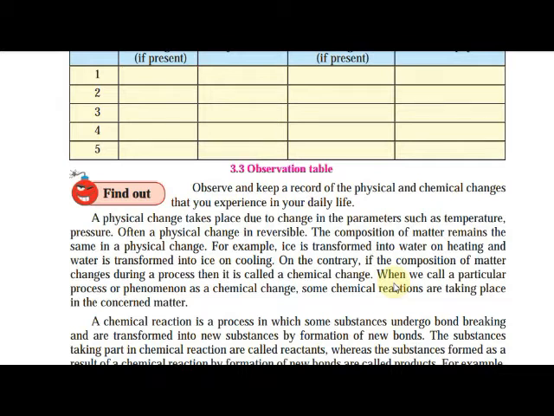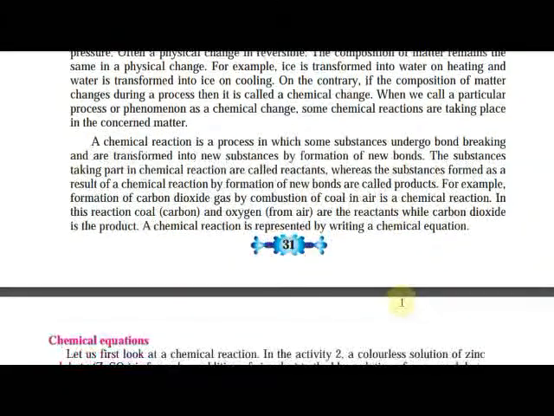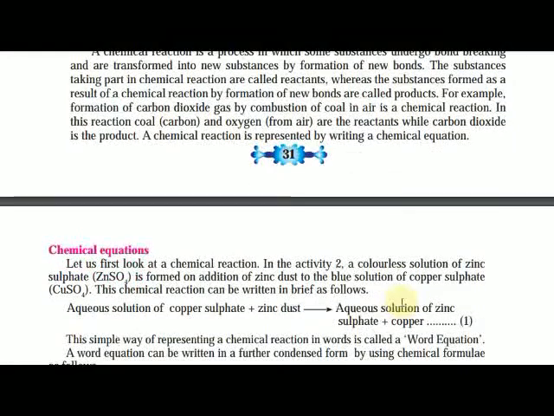The substances that take part in a chemical reaction are called reactants. So in this reaction, who are the reactants? Who takes part in the chemical reaction? Carbon and oxygen. They are reactants. And who are the products? Carbon dioxide, CO2. A chemical reaction is represented by writing a chemical equation. Always we have to write down the chemical reaction, yes or no? So a chemical reaction is always represented by writing a chemical equation.